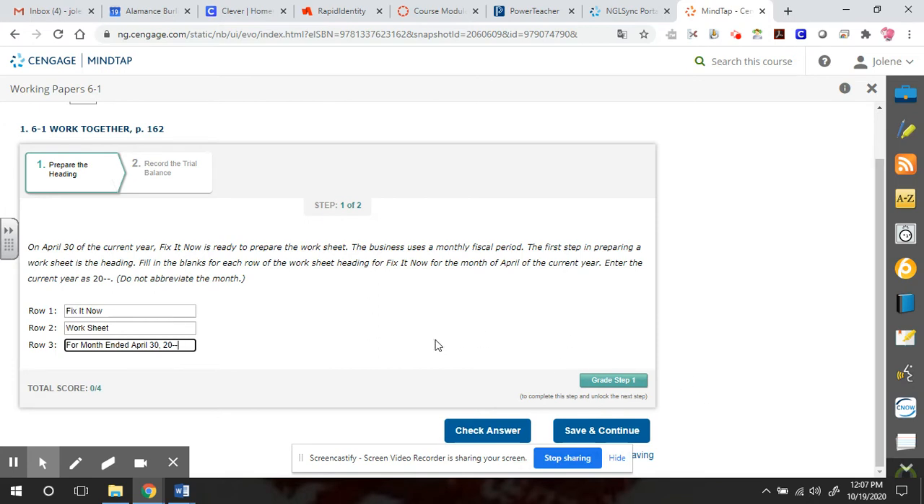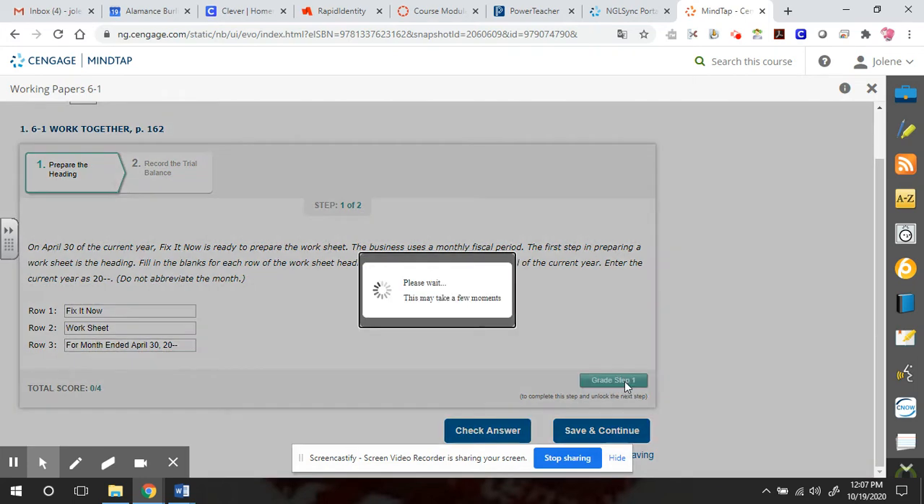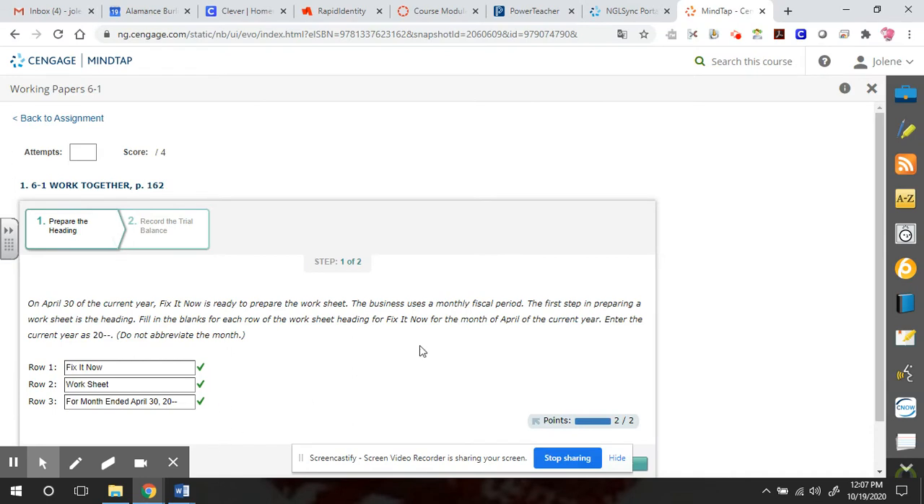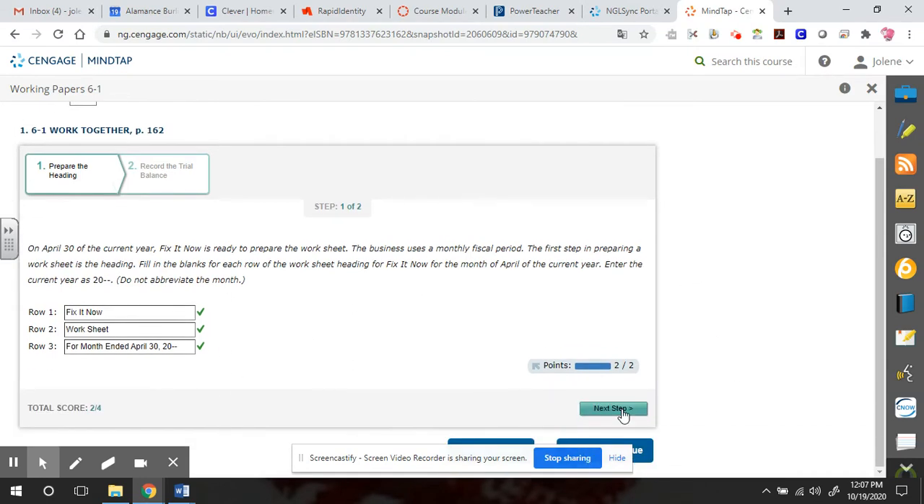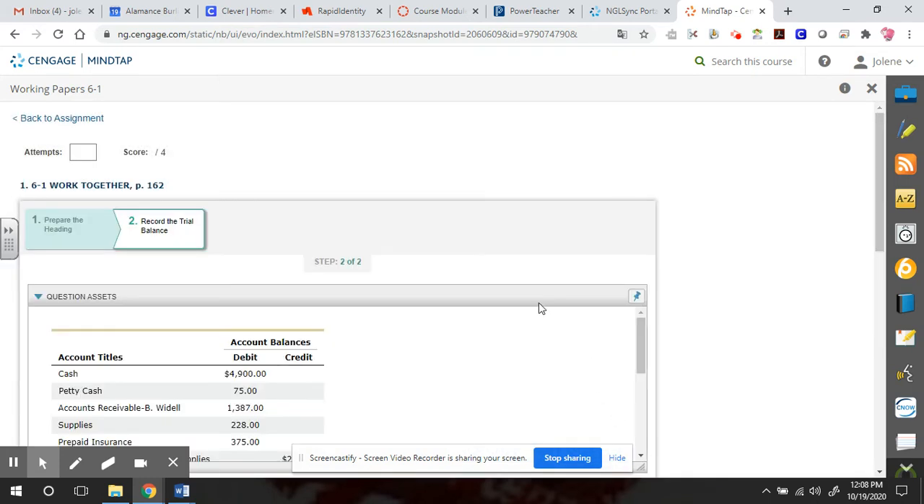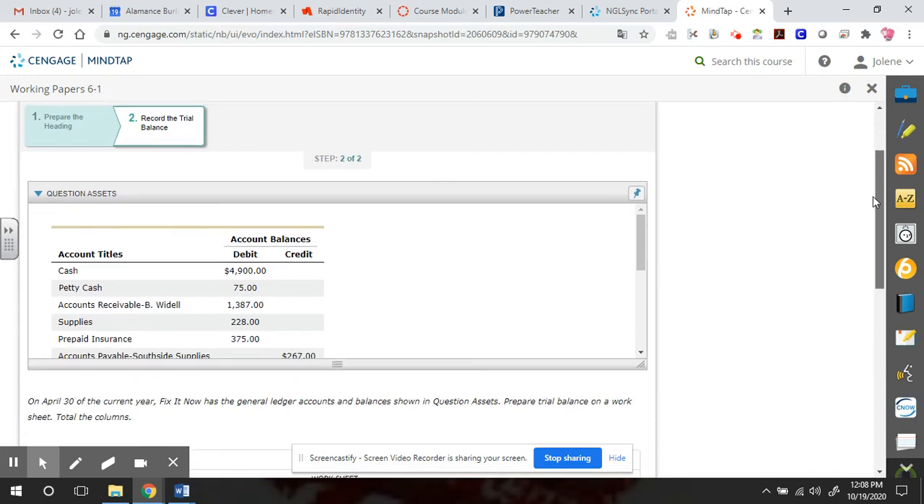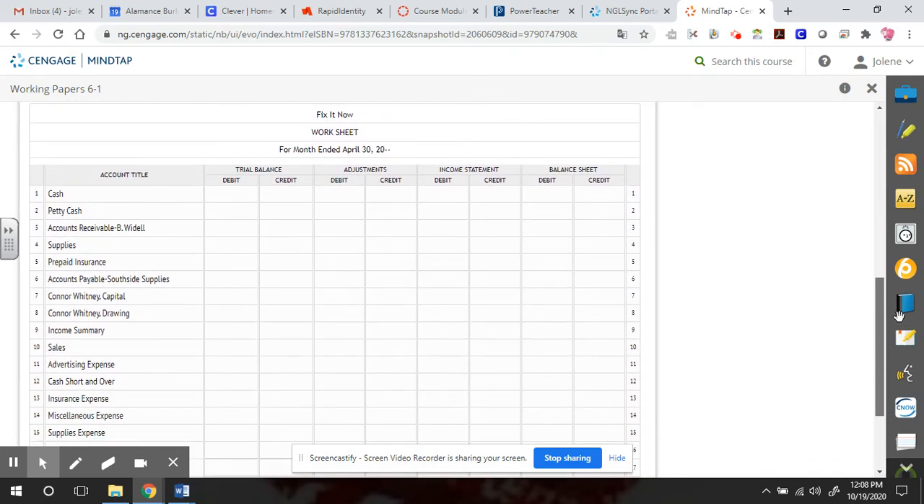Now I'm going to tell it to grade step 1. And I got 3 checks, so that's good. Now I want to go to the next step. Down here in the blue box, it says next step. That's where I'm going to click.